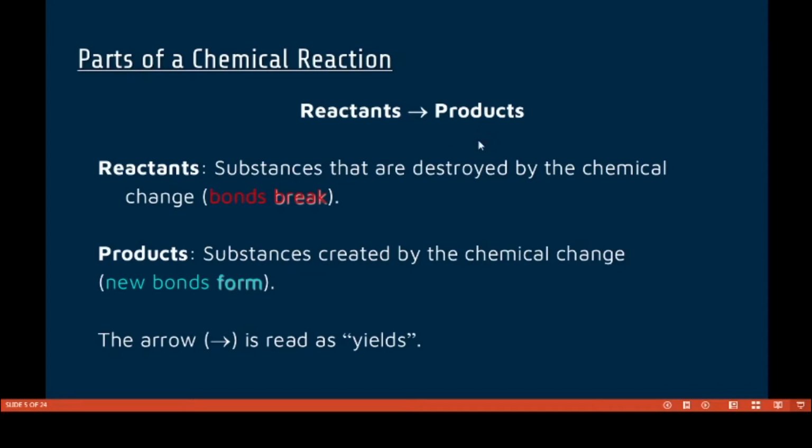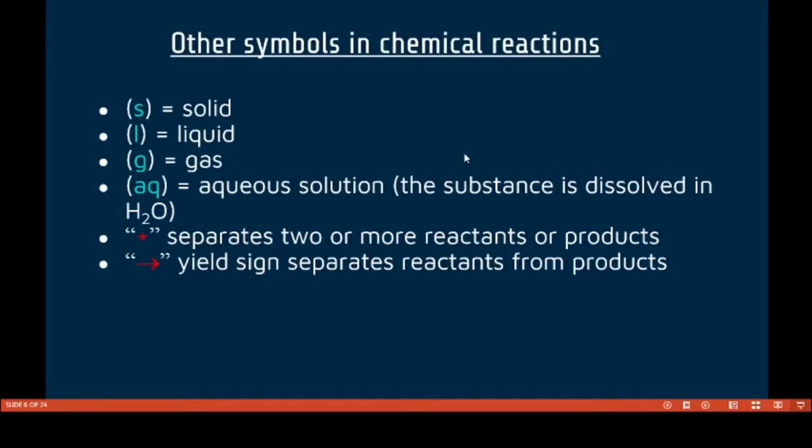Products are substances created by the chemical change. For example, H2 plus O2 gives H2O, a new product. Substances created by the chemical change means new bonds are formed. The arrow is read as yield. Reactants yield a product.